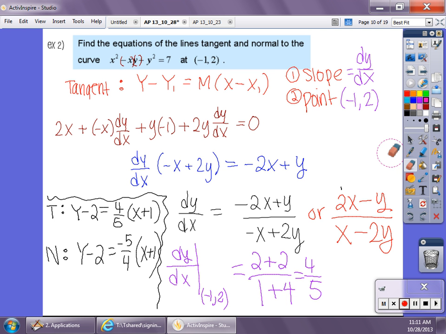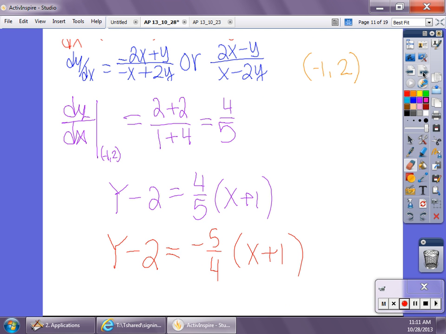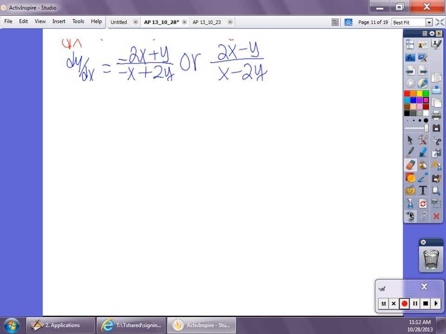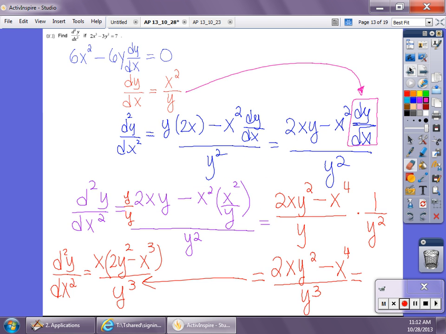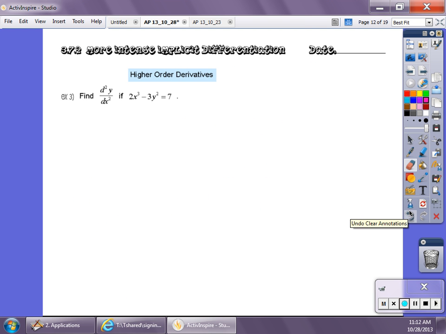So this is the way you want to do it: you just use point-slope form. Alright, so that's done. Cool. I finished it on one page. Alright, we're going to do more intense implicit differentiation. On this page here, I want you to find the first derivative, because this is asking for the second derivative. Find the first derivative to start.